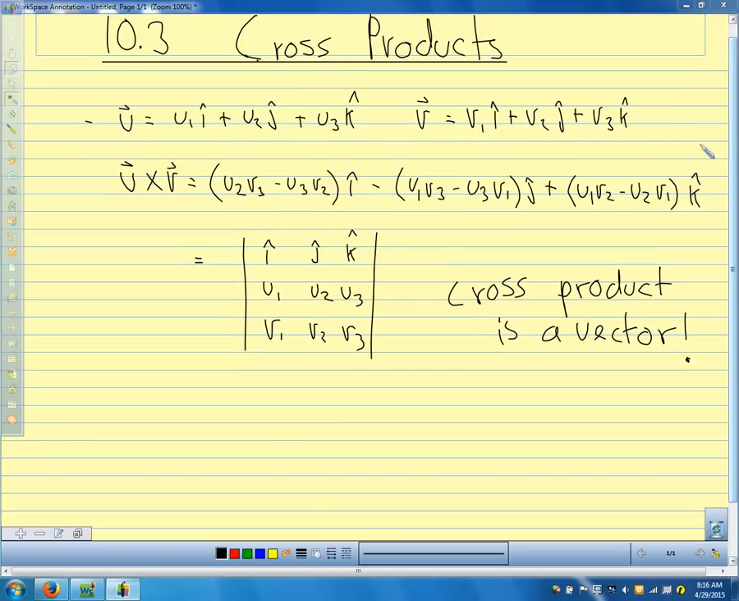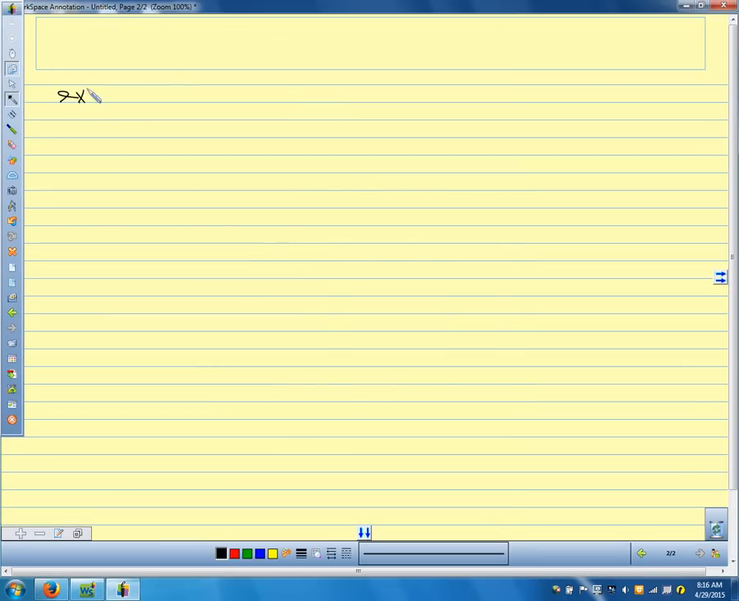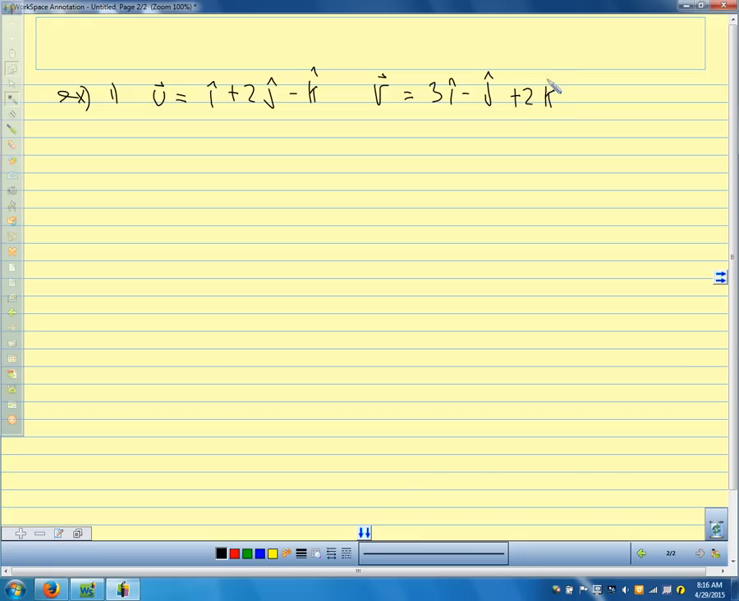All right, so let's do some calculations. Let's calculate a couple of cross products. So we're going to do 3 different ones using the same vectors, though. So we're going to say that u equals the vector i hat plus 2 j hat minus k hat, and v equals 3i hat minus j hat plus 2k hat. And we want to find u cross v.